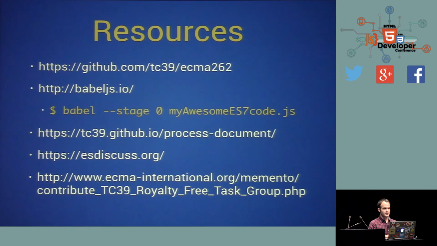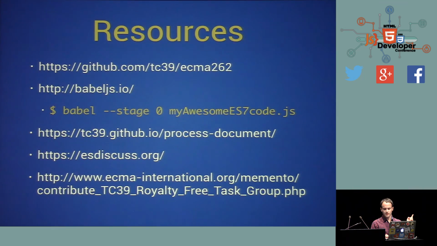And then here's some links, just some extra resources if you're interested in this. First link, that's the GitHub repo for ECMA 262, and it has all these features, what stages they're at, and who the person that's championing them is. Of course, Babel. And if you're interested in going full-blown ES7 and want to try out whatever it supports, you can use this stage option and give it stage 0. And that'll enable every ES7 feature that Babel supports.